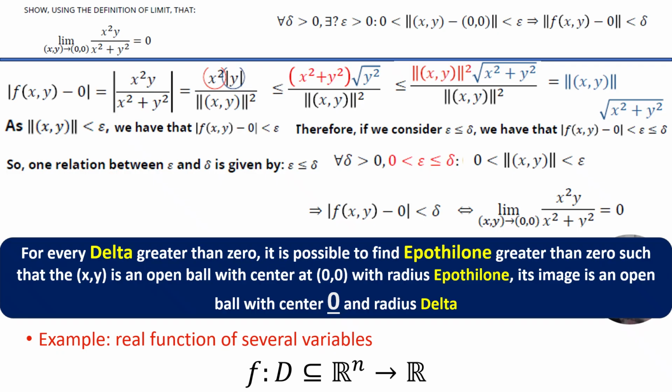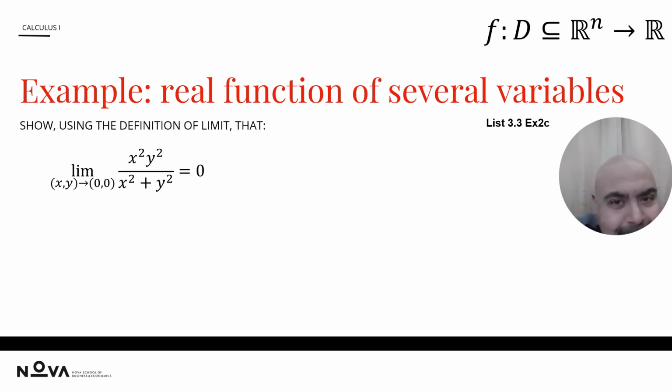I didn't want to stop at this point. I've continued this part with more problems for you. This is another example, because I know these problems using the definition need plenty of practice. So this problem, for example, is a real function of several variables, also with domain R into R. As you can see, it is the limit as (x, y) tends to the origin of x squared y squared divided by x squared plus y squared, equal to 0.